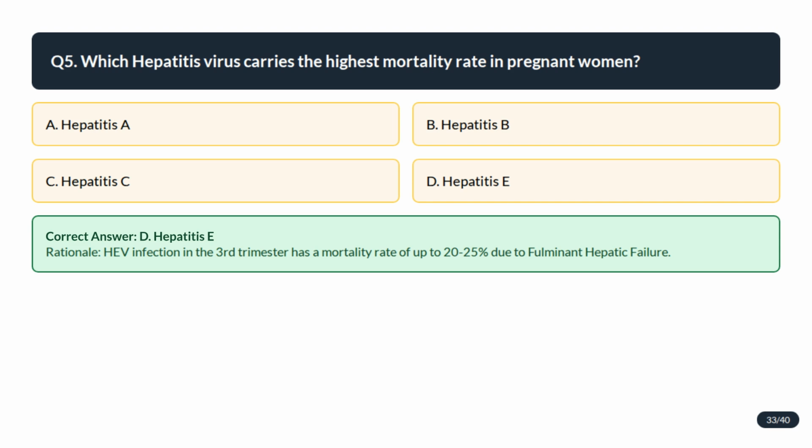Acute hepatitis treatment is usually supportive, focusing on rest and fluids. Chronic hepatitis B is managed with antivirals like tenofovir, and chronic hepatitis C is treated with DAAs for a potential cure. Always avoid hepatotoxic drugs and alcohol.